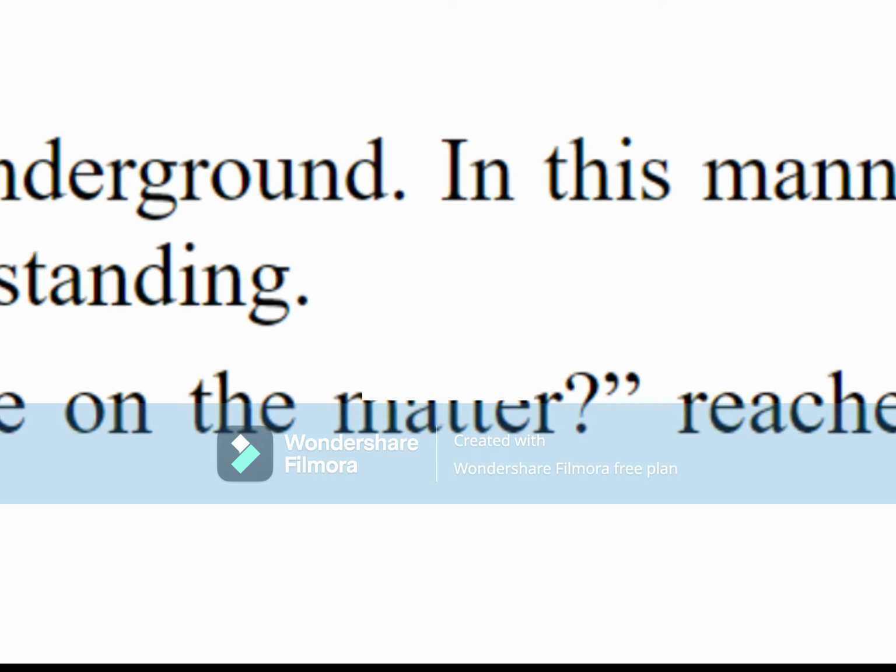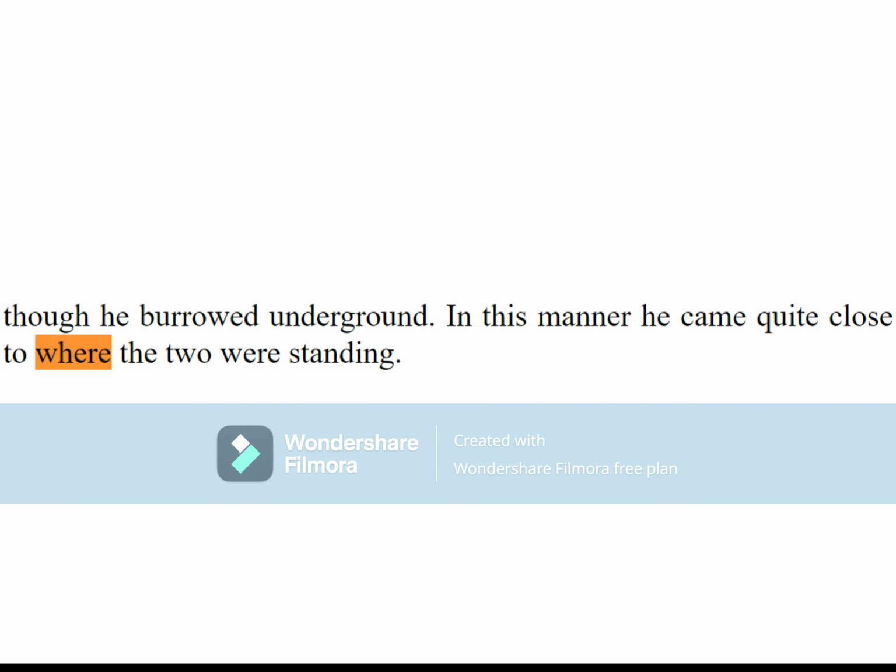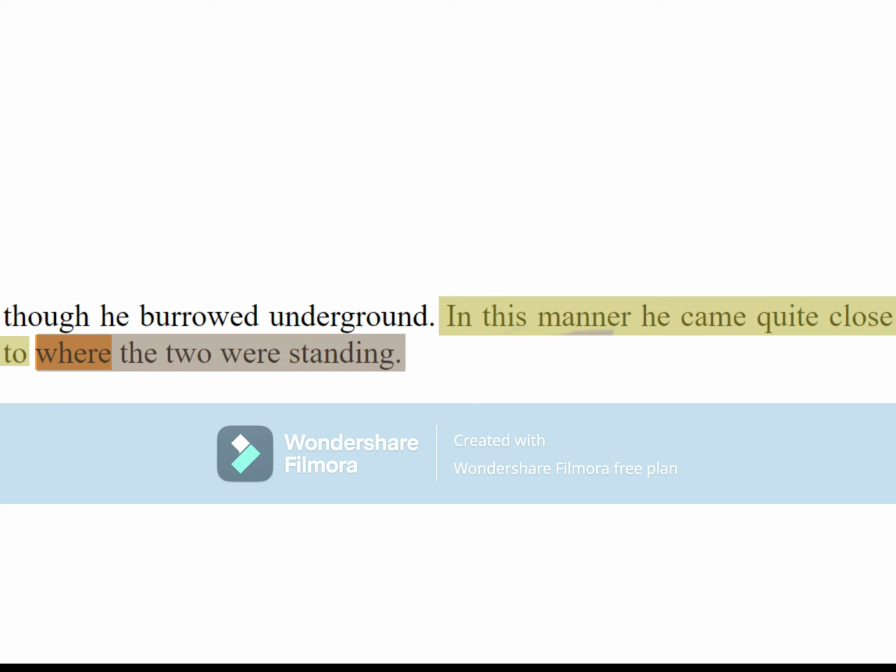Let's continue with our third sentence. In this manner, he came quite close to where the two were standing. In this manner, he came quite close to would be our main clause, and where the two were standing, it's our adverbial clause. Also, where is our subordinator, and it's a relative adverb.